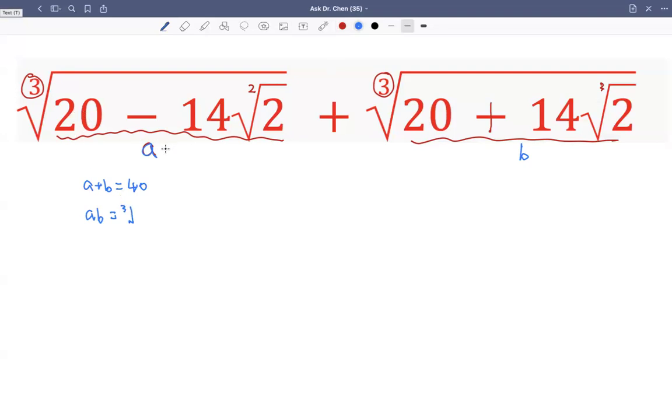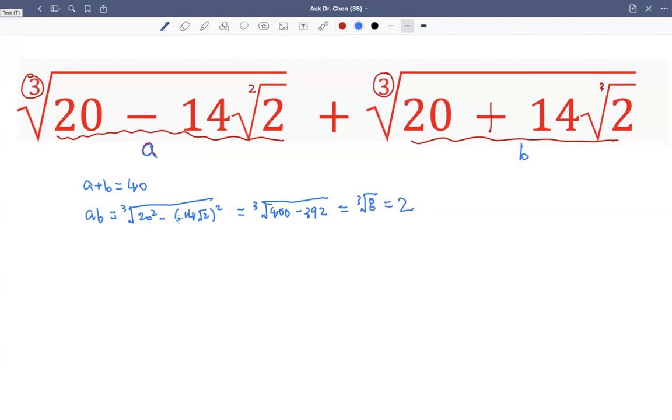You see A, cubic root of this times cubic root of this. If we multiply those two, we get a cubic root of 20 squared minus 14 radical 2 squared. So that's cubic root of 400 minus 14 squared, 196. 196 times 2, that's 392. 400 minus 392, that's 8. And cubic root of 8 is 2.